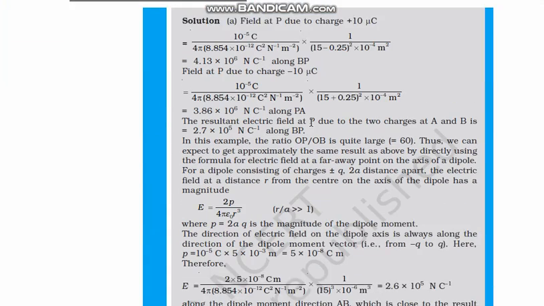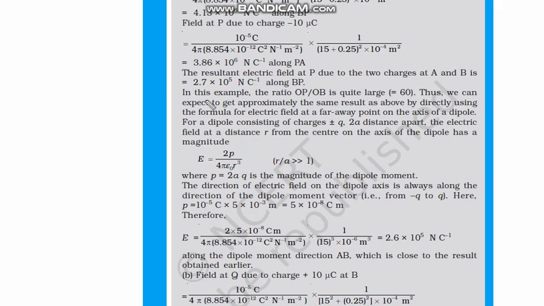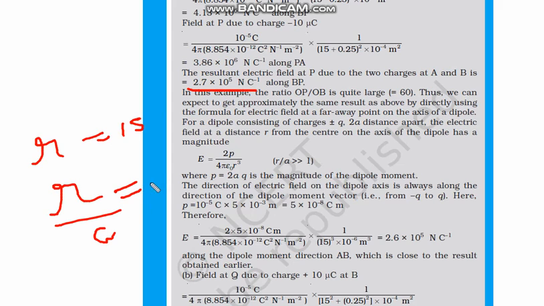Now let us go back to this. In the first case we got an electric field of 2.7 into 10 to power 5 Newton per Coulomb. This is when we separated these things out, calculated individually, then added. Here R was 15, and the distance between the dipoles was 5 millimeter. If we calculate R by A, this was quite large, 15 upon 0.25, and this comes as 60. 60 is quite large.